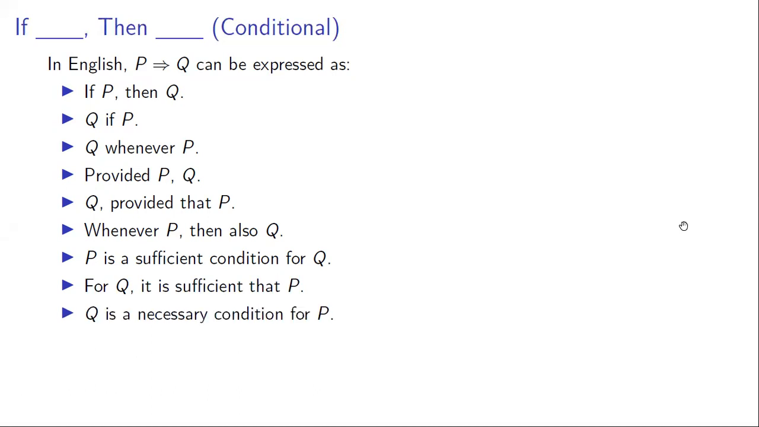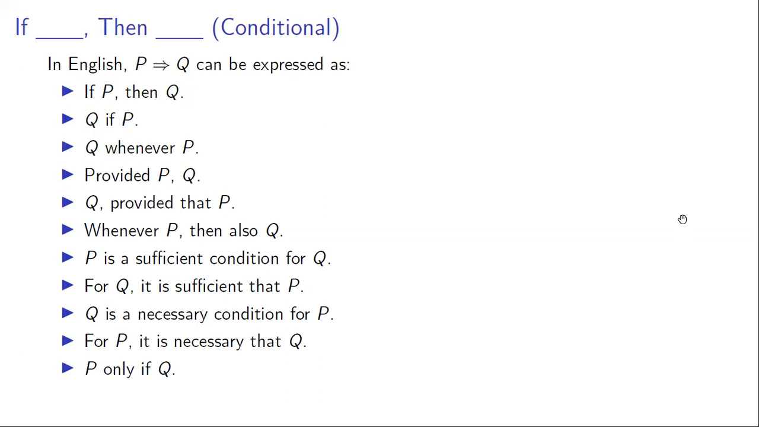Here's another way. Q is a necessary condition for P. So what does that mean? That means whenever P happens, it is necessarily true that Q, meaning Q is a necessary condition for P, meaning, again, whenever P happens, Q must necessarily happen. Here's another way. For P, it is necessary that Q, meaning same thing. If P happens, then it is necessary that Q happens.